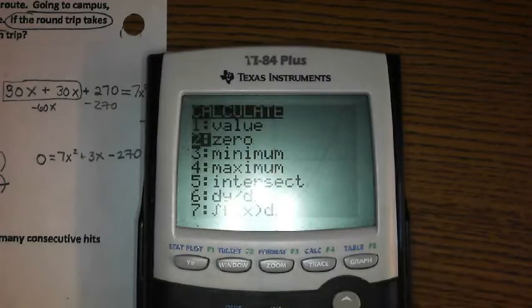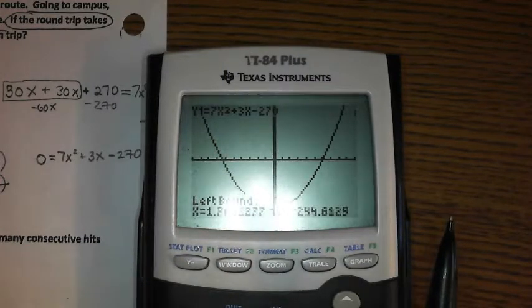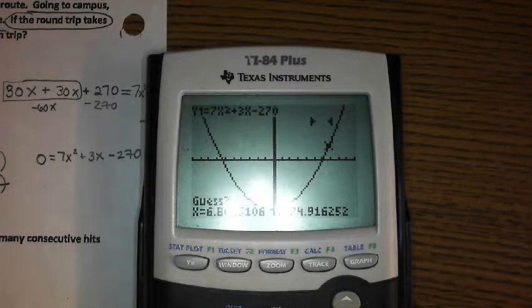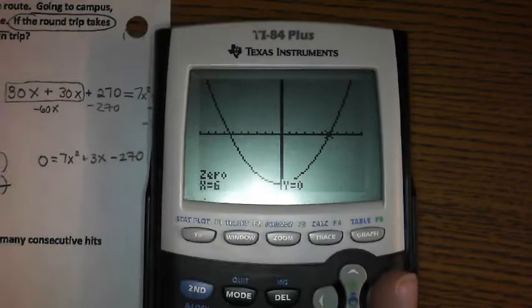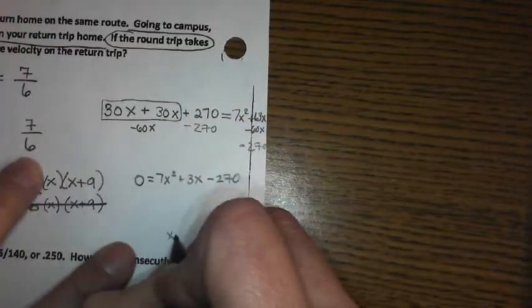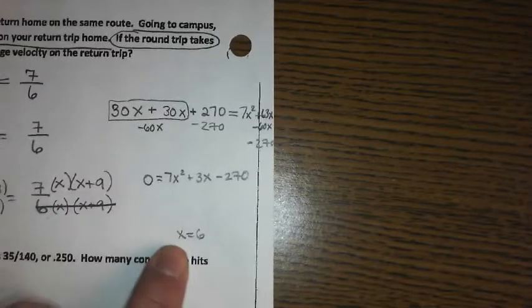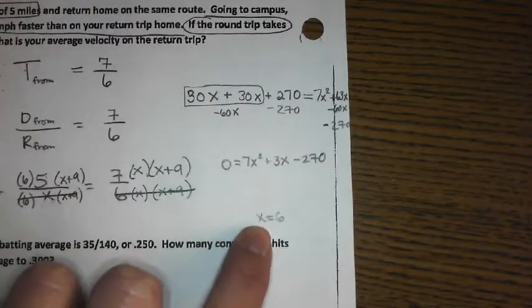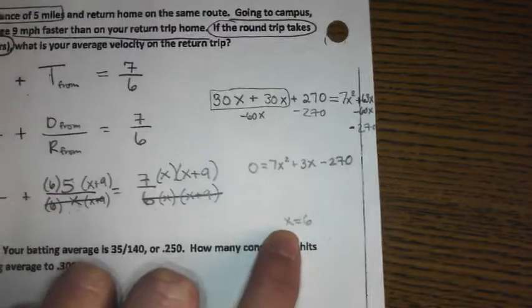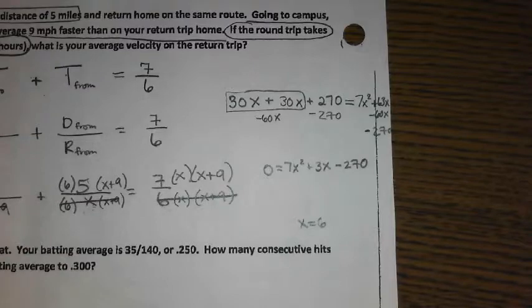Second, trace, find your zeros. Scroll way over here, left bound, that's to the left of that 0, hit enter. Now it's going to ask for my right bound, so I'm going to scroll my cursor to the right of that answer, enter, enter. So I've cheated, and I now know that one answer is 6. So there's my rate from campus. What's my rate to campus? 15. 9 miles per hour faster than that, 15.